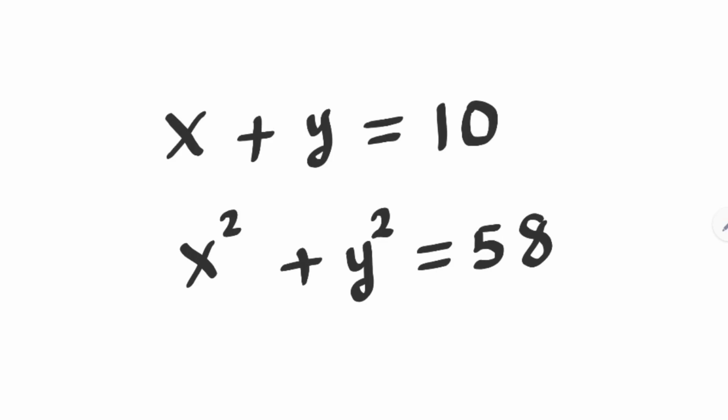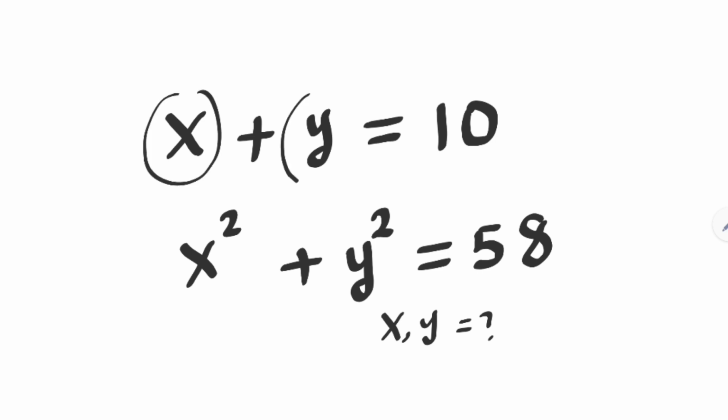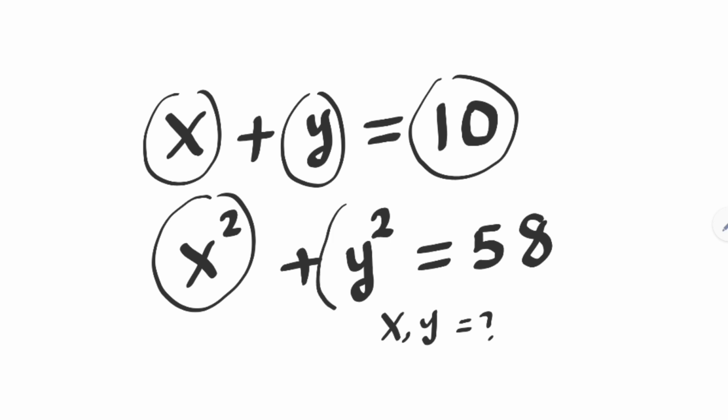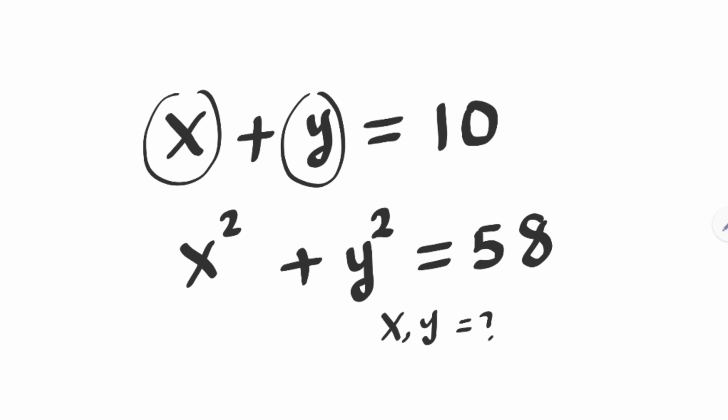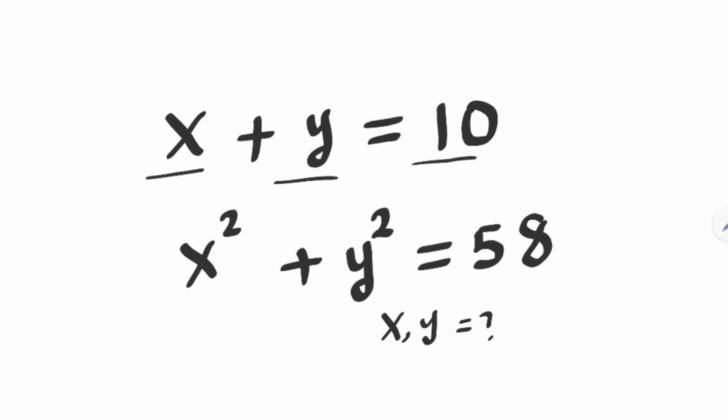Let us solve for x and y, given x plus y is equal to 10, and x square plus y square is equal to 58. From here, x plus y is equal to 10. Let us label this equation 1. Then x square plus y square is equal to 58. Let us label this equation 2.